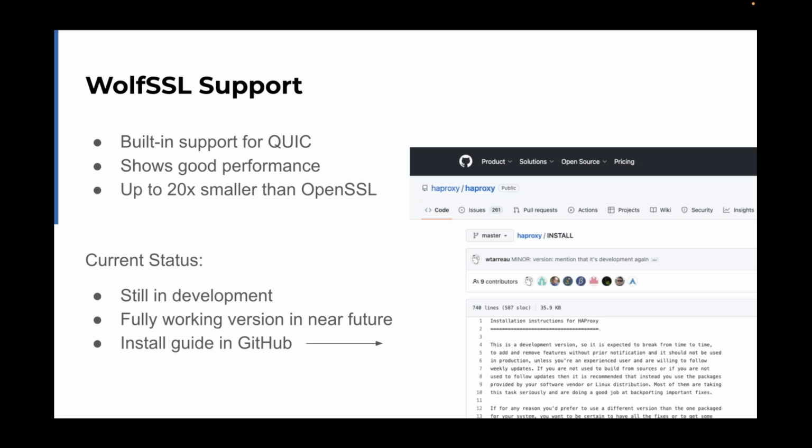Overall, a lot of progress has been made to support WolfSSL as a TLS library. And HAProxy has been working very hard on this because WolfSSL has built-in support for QUIC, shows very good performance, and is up to 20 times smaller than OpenSSL. Our engineers continue to work with the WolfSSL engineers to iron out missing features. And while this integration is still in development, you can expect a fully working version in the near future. If you'd like to test the current version, you can find the install guide in the HAProxy GitHub.